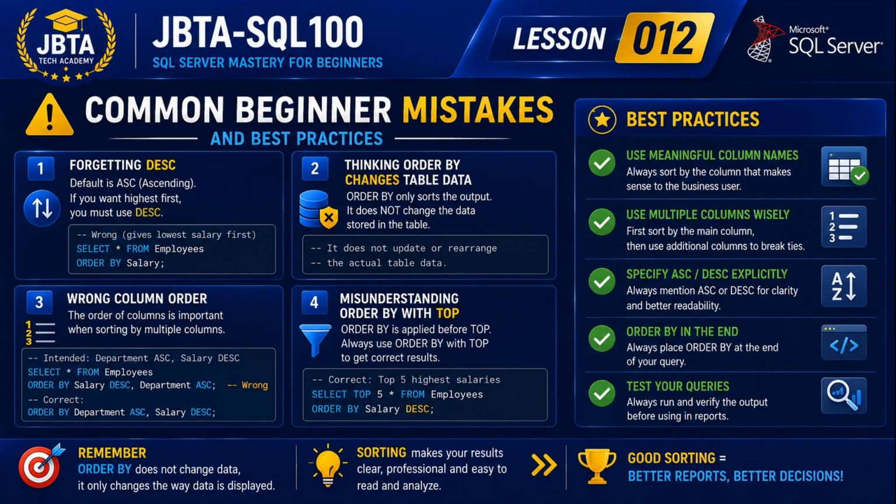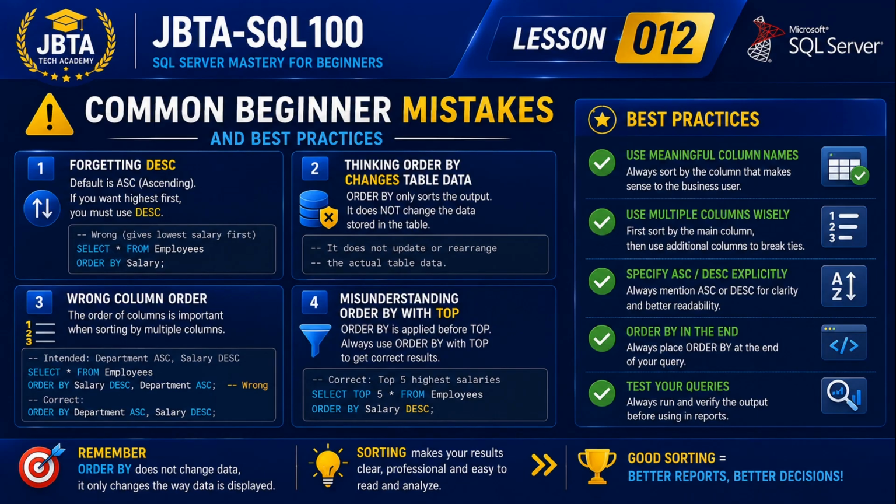The second mistake is believing that the order by clause changes the data stored in the database. This is not true. The order by clause only changes the way the query results are displayed. The actual data inside the table remains exactly the same.